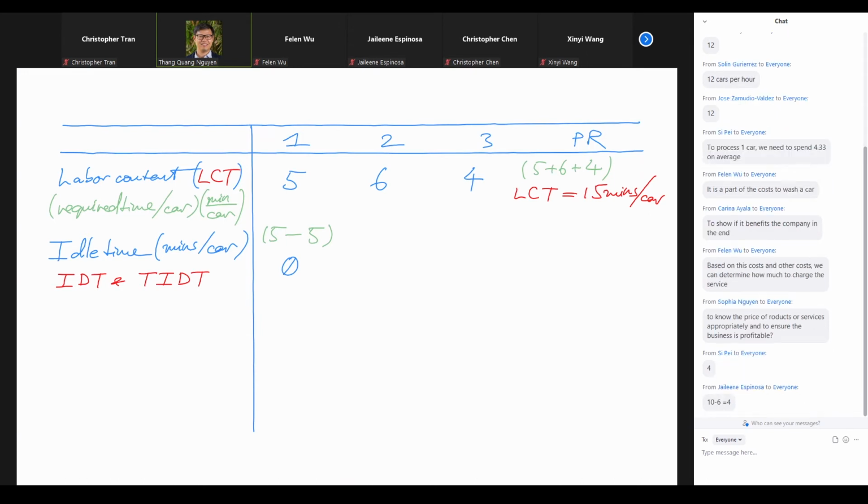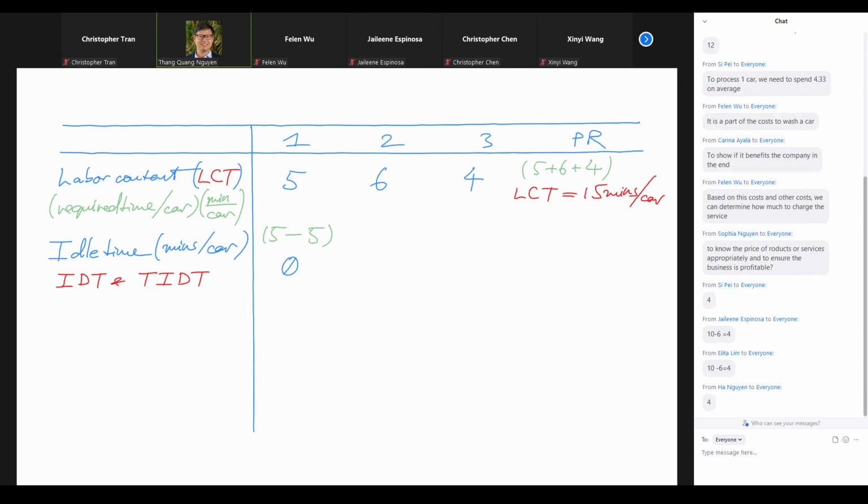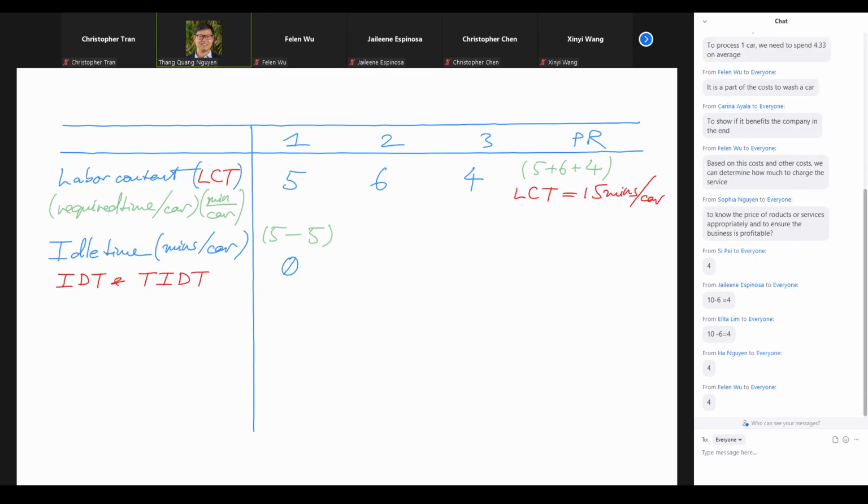So she got 4. Jaylene also got 4. Elita 4. How about other students? What do you think? Also got it 4. Dylan also got it 4. You know what? You are all correct, right?